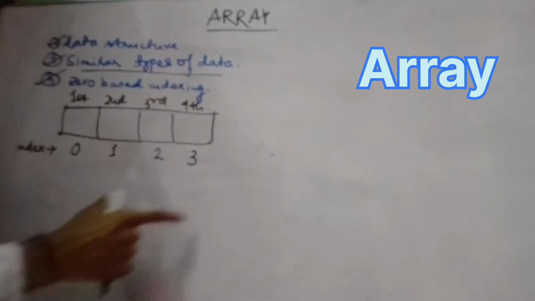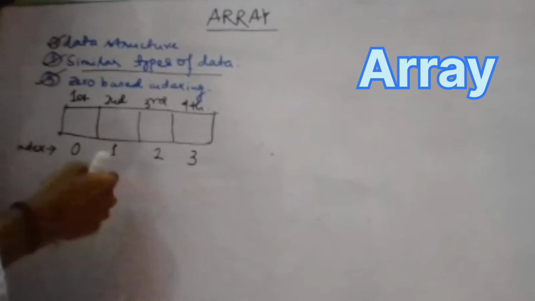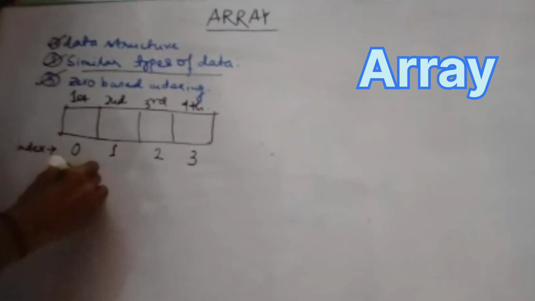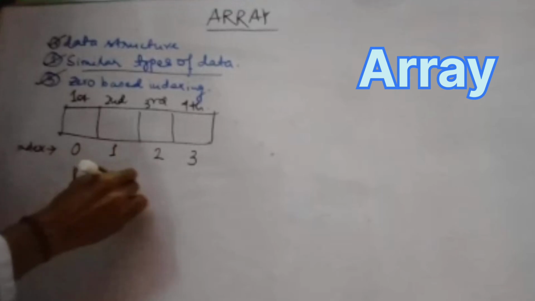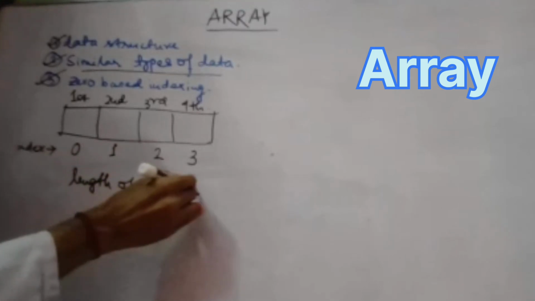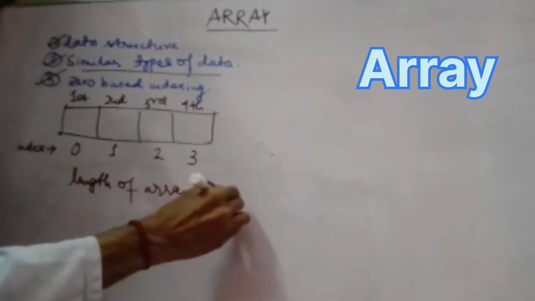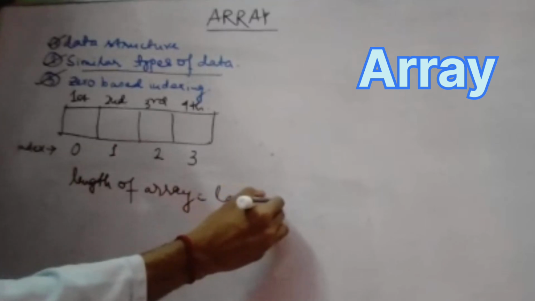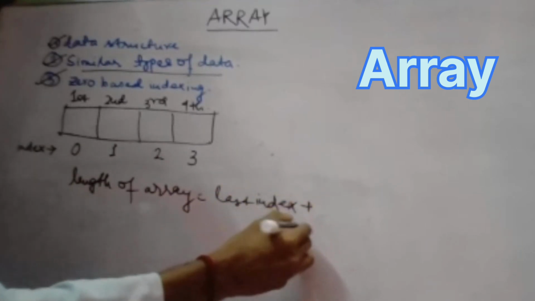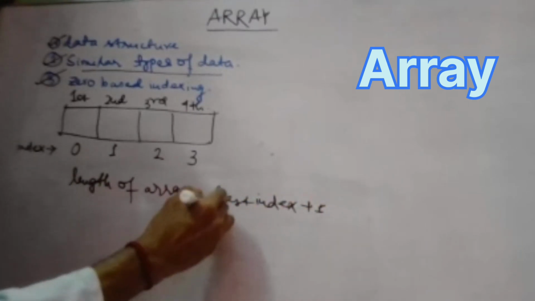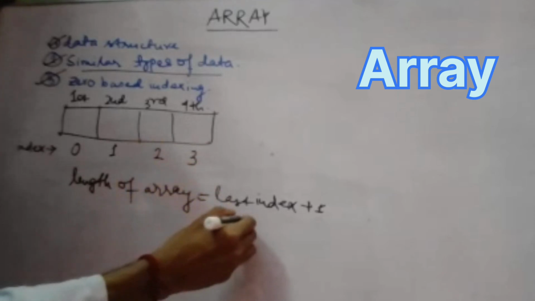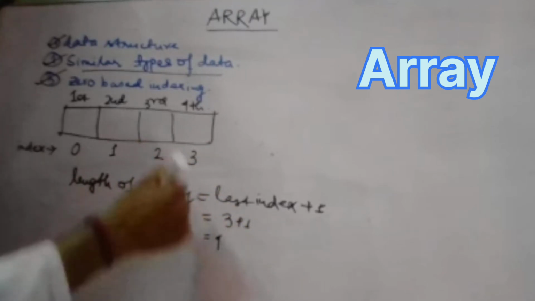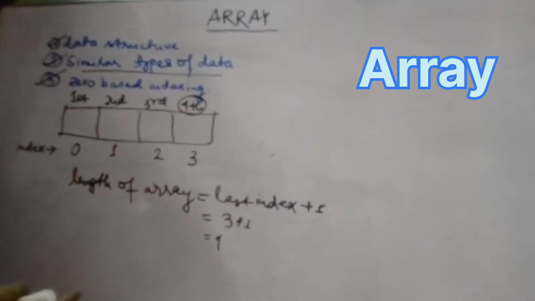Here the total length is 4. So what is the length of the array? The length of the array will be the last index plus 1. Here the last index is 3, so 3 plus 1 is 4. So you can see that a maximum of 4 values can be stored in this particular array. So here it is zero-based indexing. I hope you can understand.